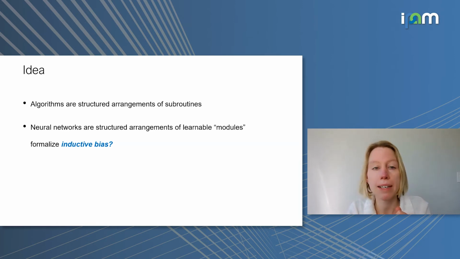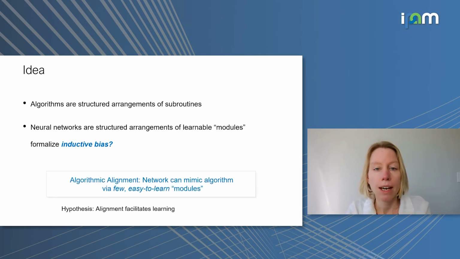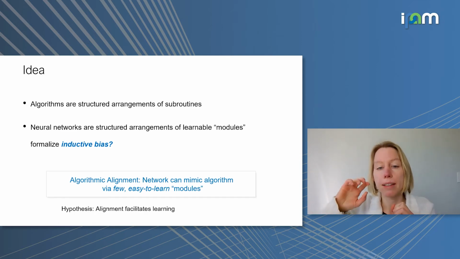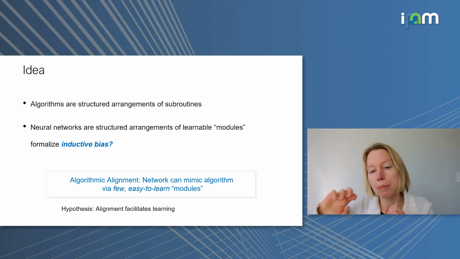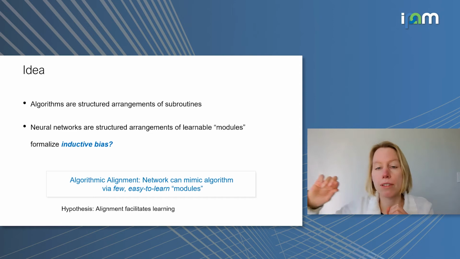Now, this is the inductive bias, but can we formalize it? The way we formalize it here, first the informal version, is via what we call algorithmic alignment. And we say that if a network can mimic an algorithm via a few and easy to learn modules, then it should be able to learn the task well. So if you think about, for example, a shortest path algorithm, if I can mimic that algorithm by learning a few simple modules, by taking my neural network where each of the MLPs learns a simple function, then I am aligning well and I should be in good shape. So let me make this a little bit more concrete.